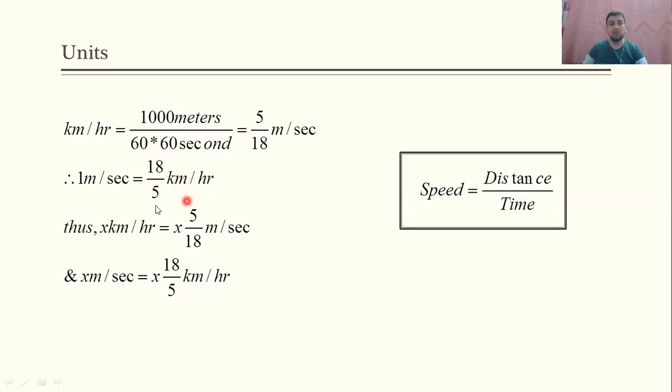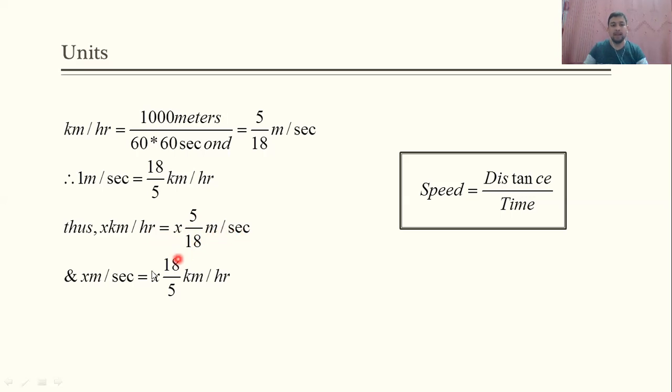Okay, so this unit conversion is important. Let's say 10 kilometer per hour is given, and you want to convert that 10 kilometer per hour into meter per second. You should not do this calculation every time, 10 into 1000 divided by 3600. Instead of that, remember 1 kilometer per hour is equal to 5 by 18 meter per second. So 10 kilometer per hour, how will you convert it? 10 into 5 by 18 meter per second.